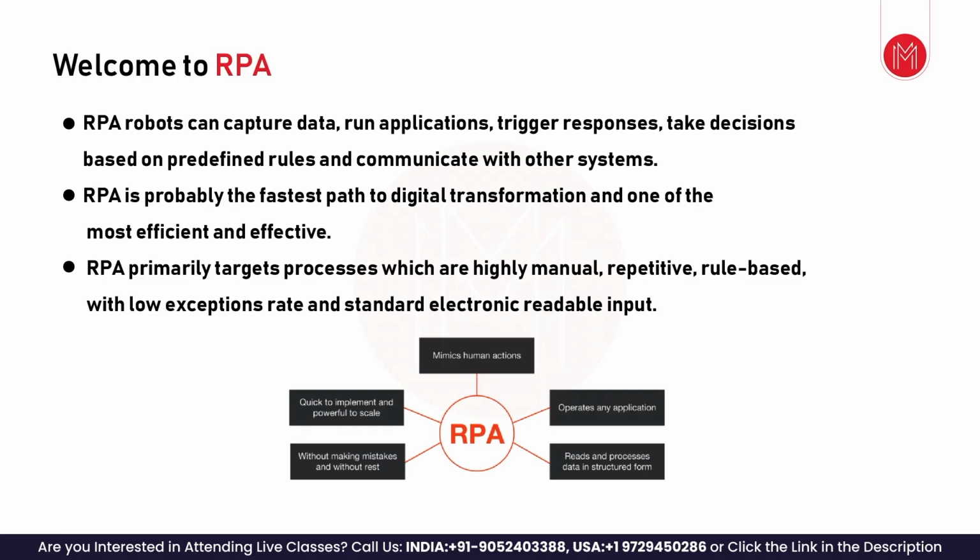So what can RPA robots do? RPA robots can capture data. They can run applications, trigger responses, take decisions based on predefined rules, and communicate with other systems. For example, you have multiple systems on which you are doing daily work. It could be an Excel, a web system, or a Windows application. On all of these, there is a set of actions that you do on a daily basis.